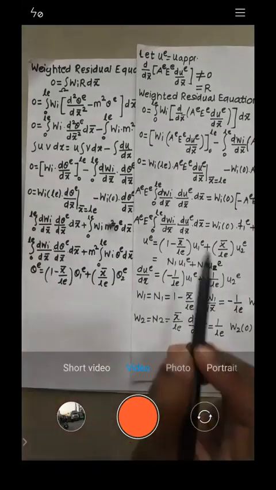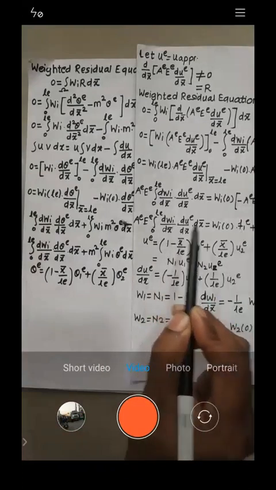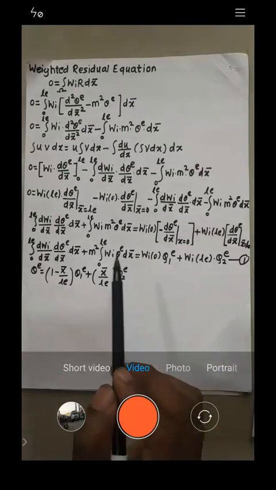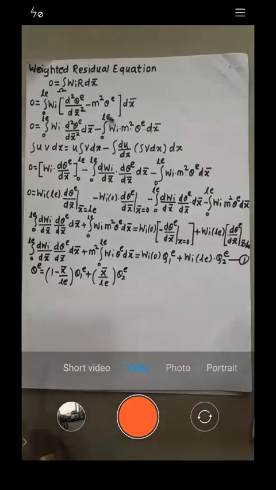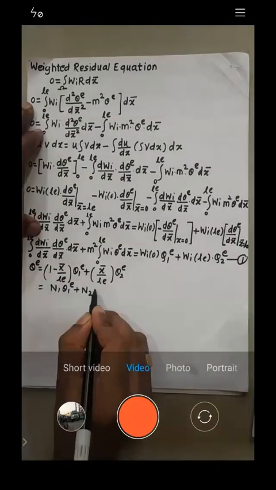Okay, so when you have displacement, you have force. Similarly, when you have temperature, you have heat, right? So that is the thing which is written. This term I used to call N1, so this is N1 theta 1E. This term I used to call N2, this is N2 theta 2E.